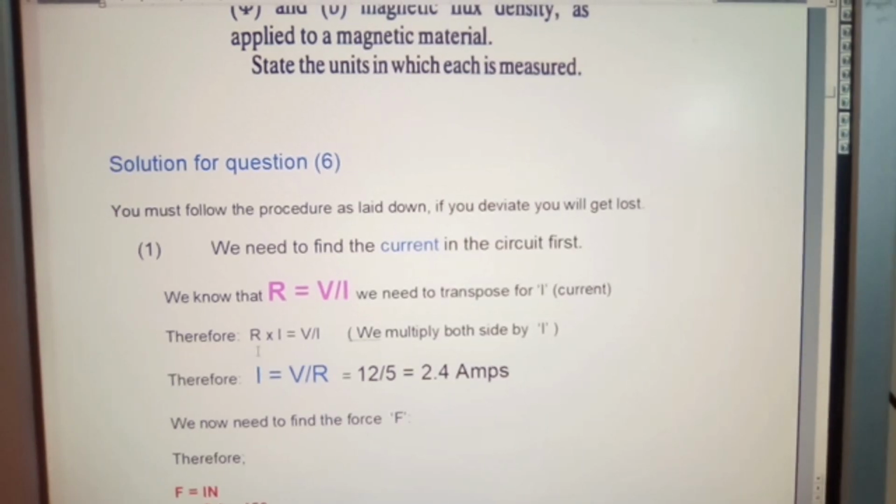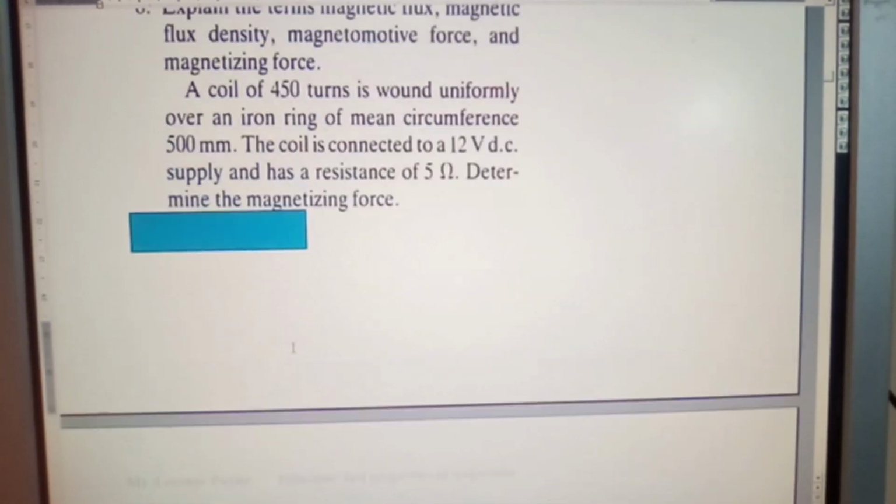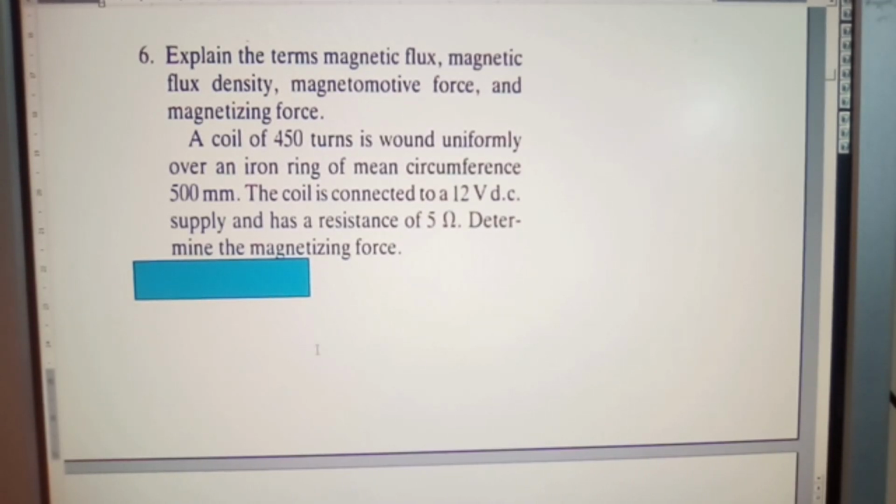Solution for question 6. Let me just look at this, question 6. What did question 6 say to me? Explain the terms magnetic flux density and magnetizing force. Alright, a coil of 450 turns. Let me see what I did.